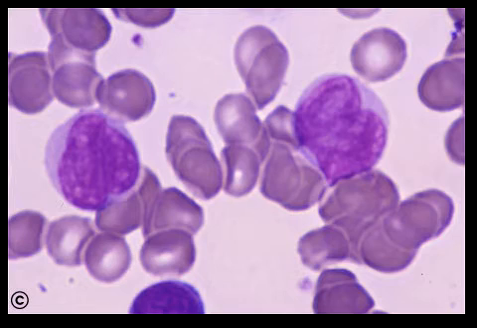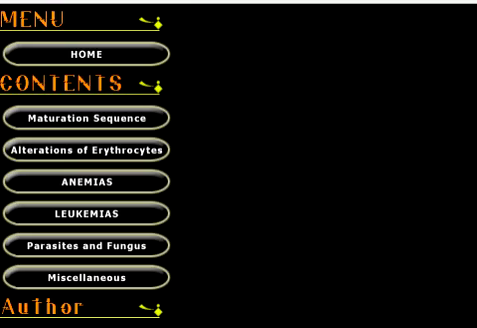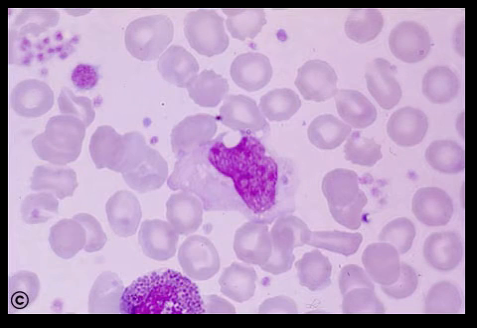And next we have a monoblast. This is what a monoblast will look like. And then a promonocyte. And a monocyte right here.